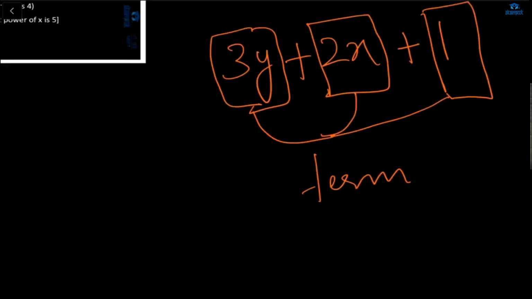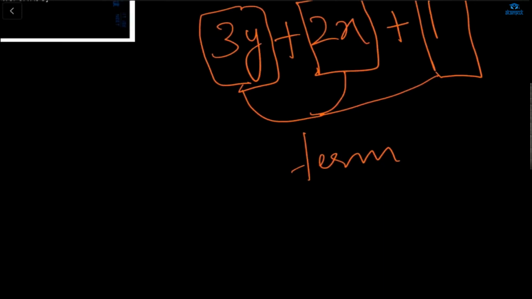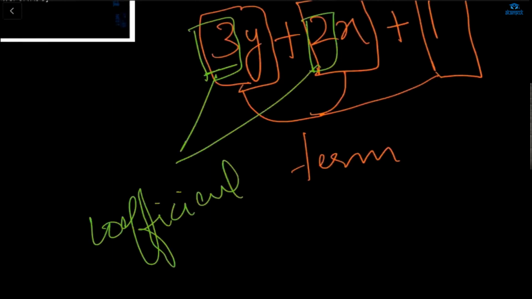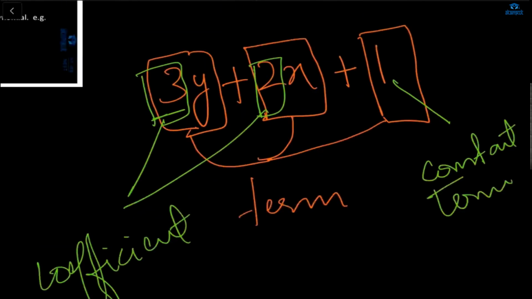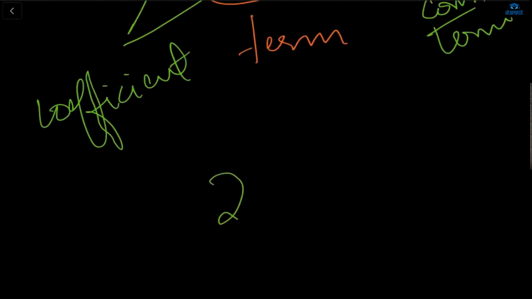Now, what is a coefficient? The values that come with your variable. This value is the coefficient. The constant value that comes with the variable term is the coefficient, and this term is a constant term. Can anybody tell me, if I'm writing 2, is there a variable here or not? Can I write a variable? No variable is here. Yes, it is a constant.